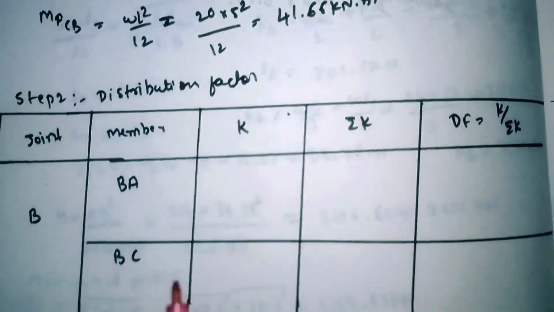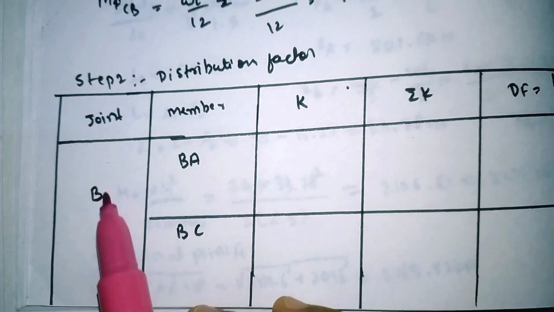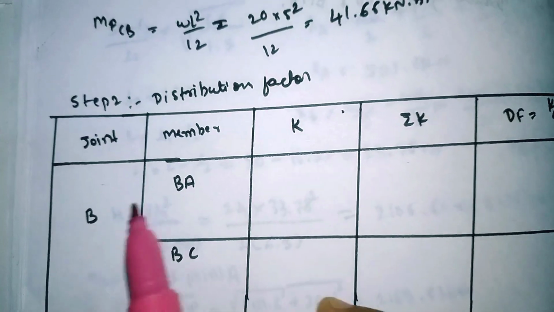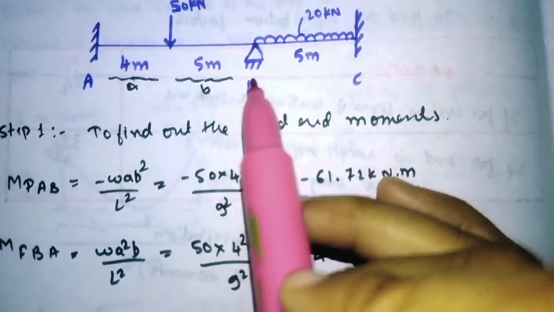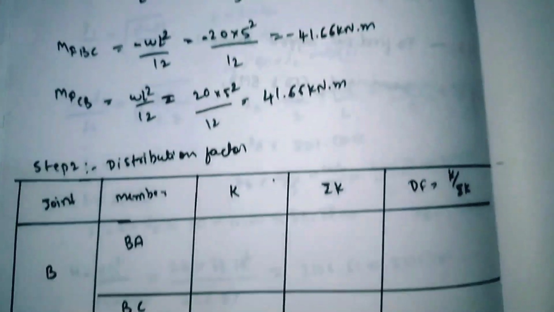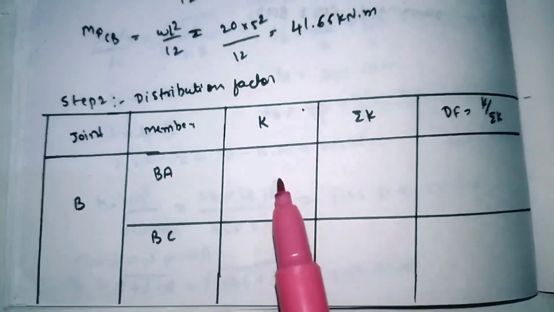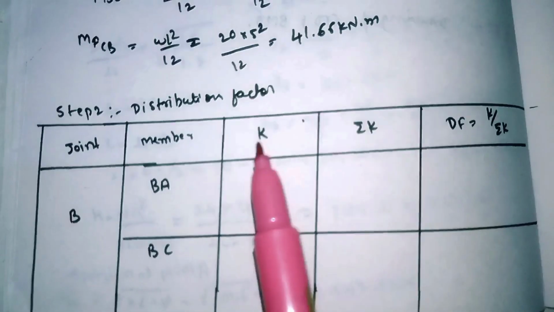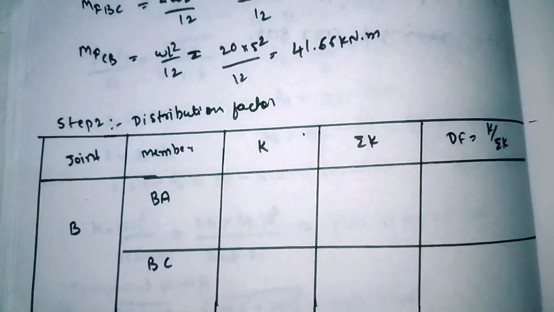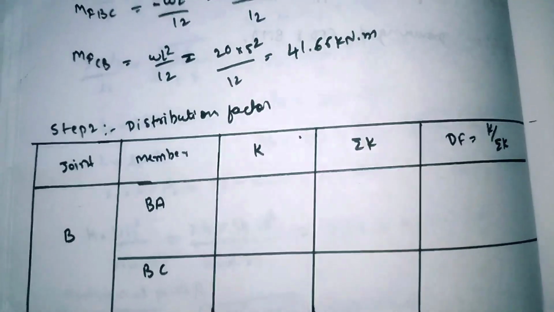That's why in this table at joint I have written only B. Our joint B has the members BA and BC. So how many members? It has two members, BA and BC, which I have written. So now we will go for the calculation of the stiffness. It is denoted as K. For that, again, what I told at first.